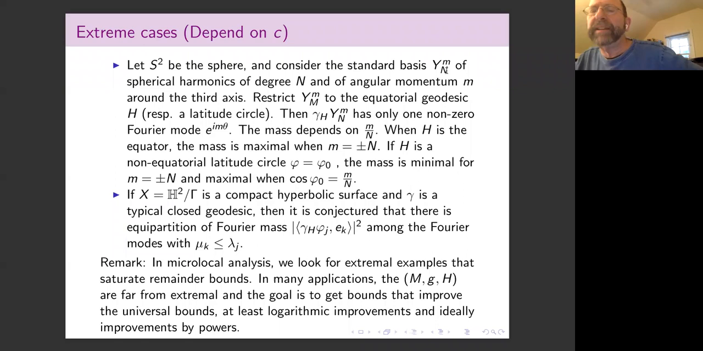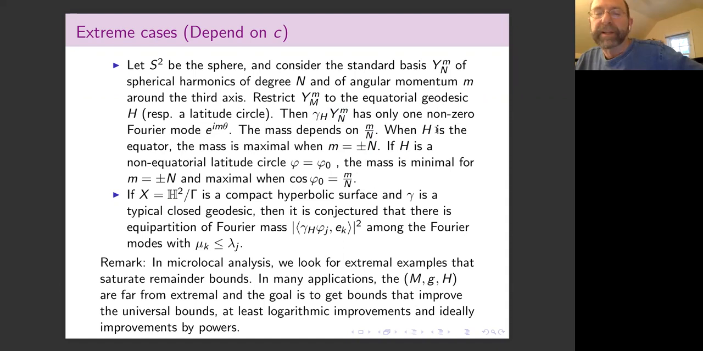However, if we look at these standard Y_{N,M}'s again, the standard basis, which have degree N and angular momentum M, and we restrict to the equator geodesic, then each one of these restrictions has just one non-zero Fourier mode. It's obvious. And that shows you that we have the opposite of equipartition of Fourier energy. It's just one mode where it's concentrated. And how large that Fourier coefficient is depends on this ratio M divided by N. I'm not going to go through all the cases, just some extremes. If H is the equator, and we'll talk about this extensively, and we pick M to be plus or minus N, then we get an extremal. It's going to be the restriction of a Gaussian beam to the equator, and we get an extremal mass.